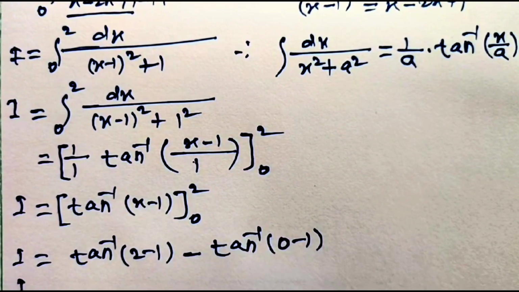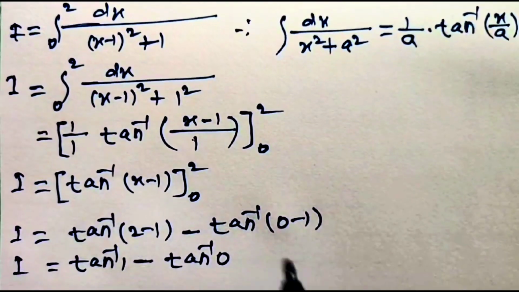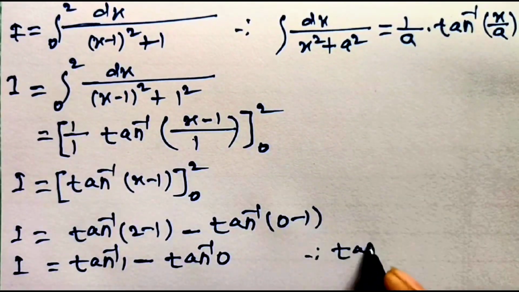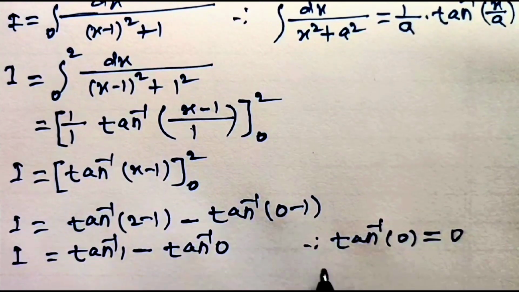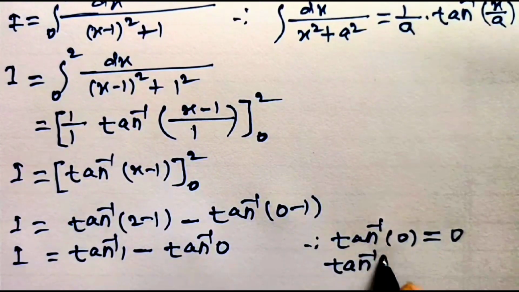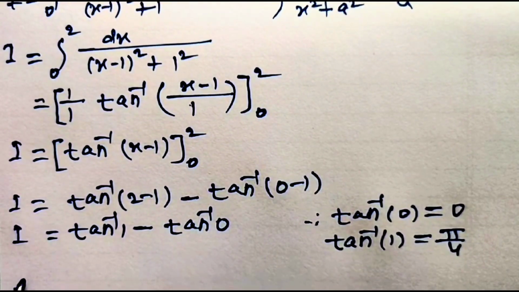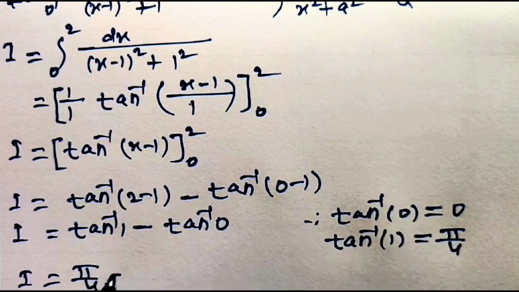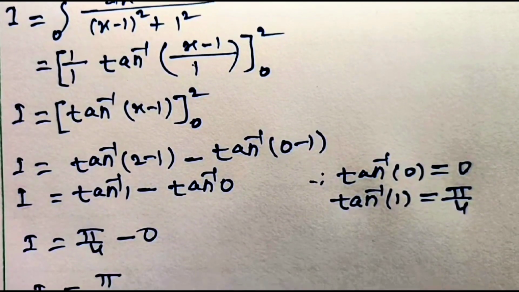Tan inverse 2 minus 1 is equal to tan inverse 1 minus tan inverse 0. But you know these two values, since tan inverse 0 is equal to 0 and tan inverse 1 is equal to pi by 4. Put these values here. Hence I is equal to pi upon 4 minus 0, and finally I is equal to pi upon 4.